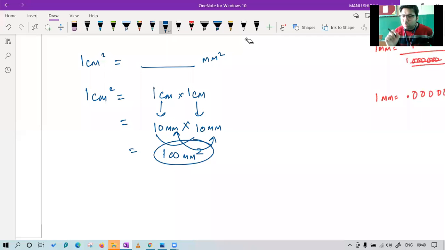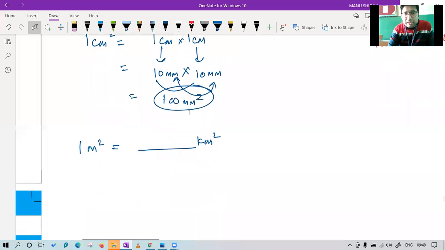Now, one more question you want? Please tell. Yes. So please find for me in 1 meter square how many kilometer square. In 1 meter square how many kilometer square?